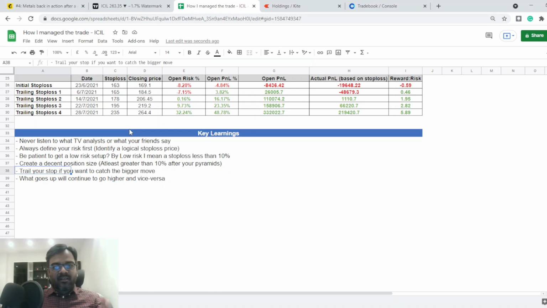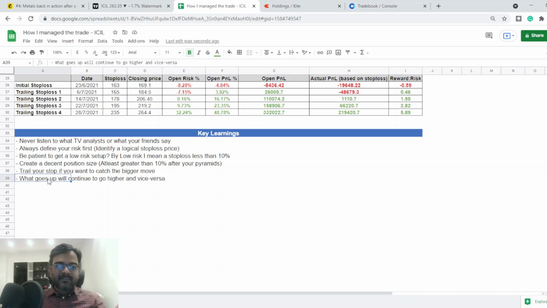And it's very important to trail your stop loss, because this trade can go up 100%, 200%, or even 10,000%. No one knows. But I know that as of today, I'm going to lock in 32%. So that assurance gives me safety, and I know I'll not lose much. But if it goes higher, I don't want to miss that big move, right? So that's the next learning.